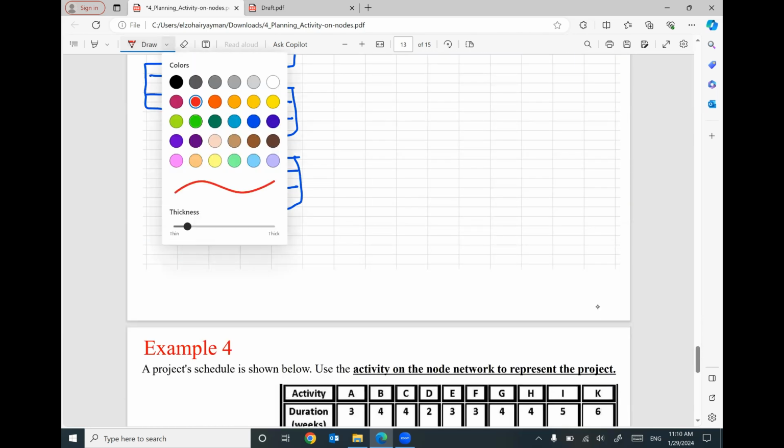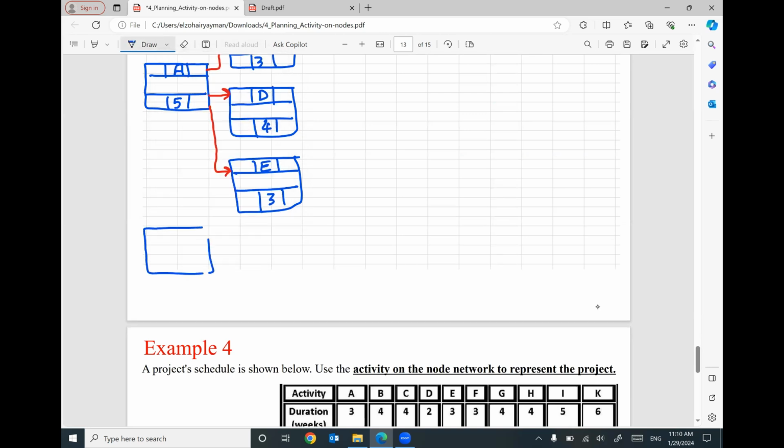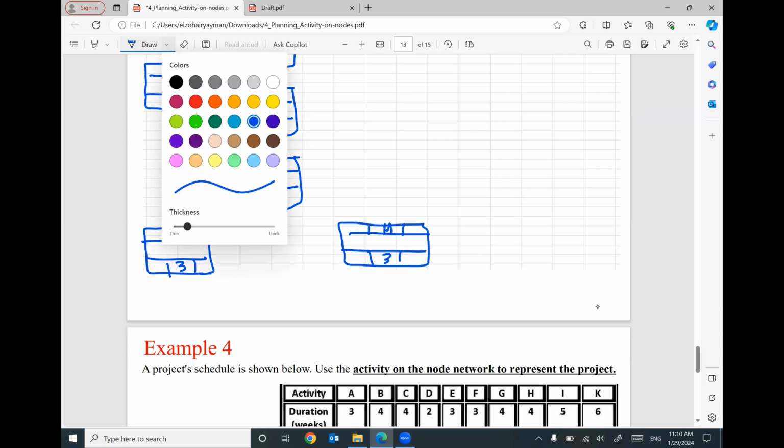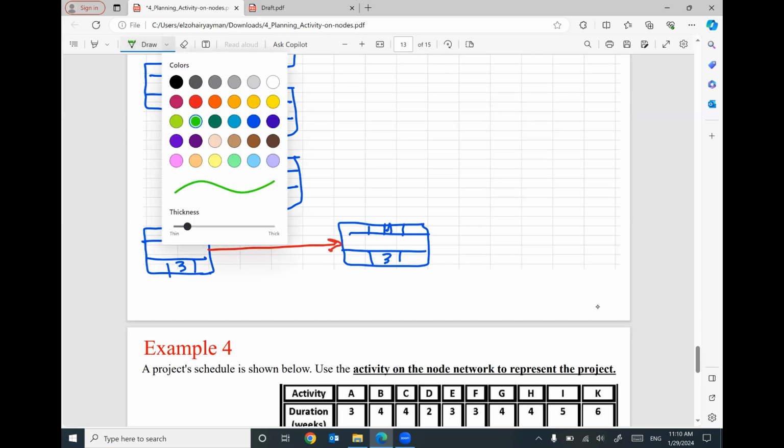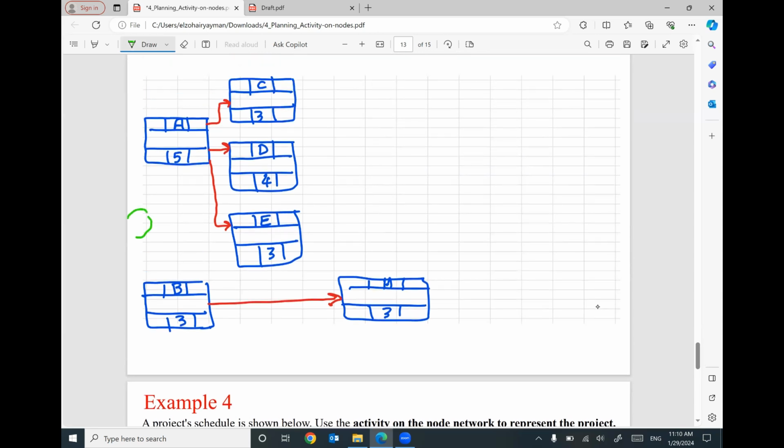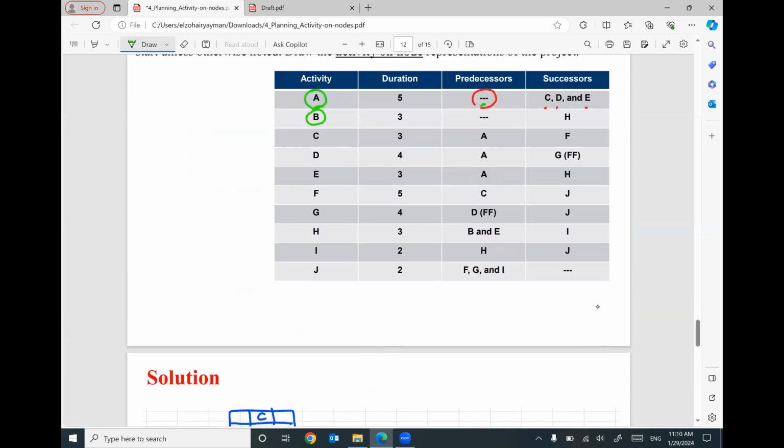So I will construct here B. Activity B has a duration equal 3, and the successor activity is H with a duration equal 3. So the finish of B means the start of H. Keep in your mind, I will start the project with 2 activities, A and B. So I will construct here one node, which represents the start of the project to start this activity and this activity. That makes sense? This is for A and B, without any predecessor, but we have successors.